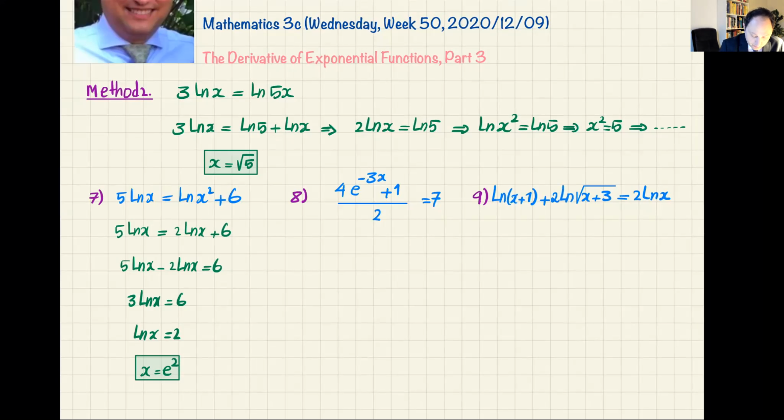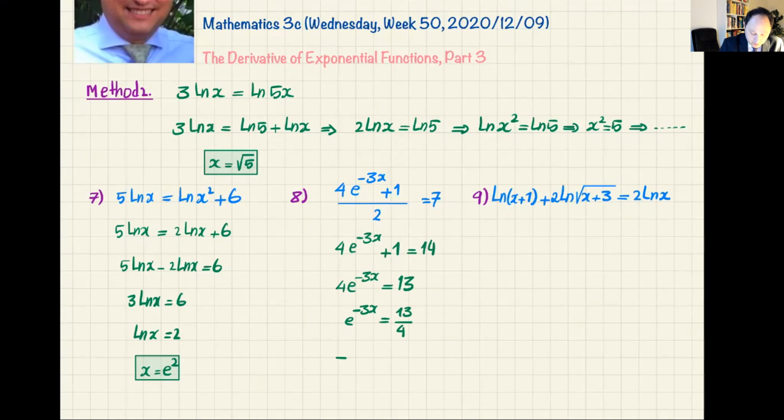For the next problem, I prefer to get rid of fractions immediately. So I multiply everything by 2 first. So then the left-hand side becomes this. The right-hand side becomes simply 14. Then I move 1 to the right. So it becomes 4e to power minus 3x is equal to 13. Then I divide by 4. It becomes 13 over 4.